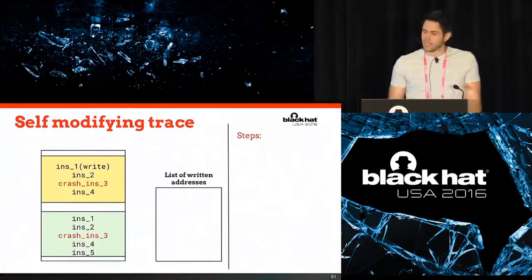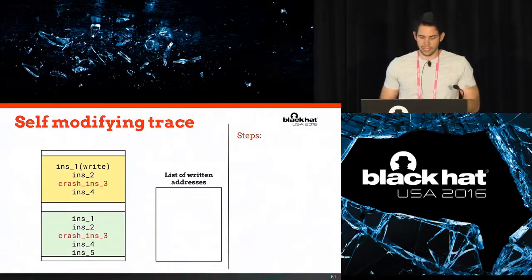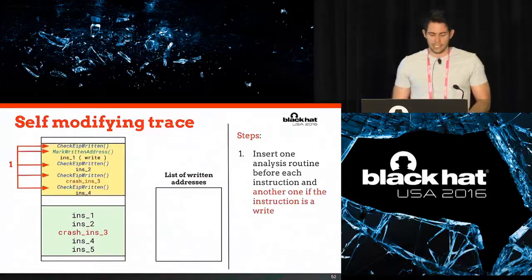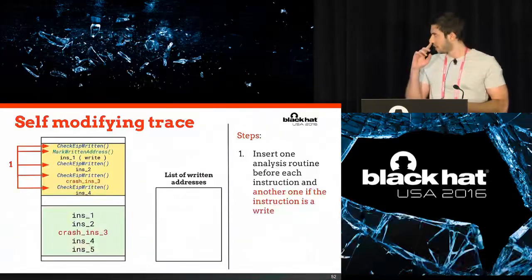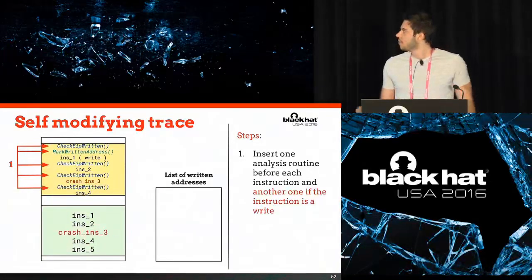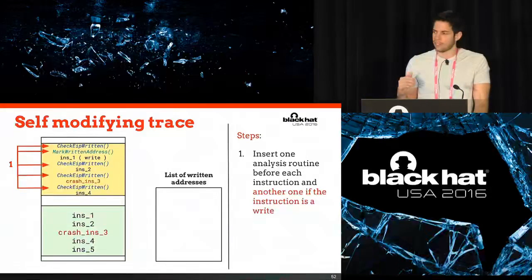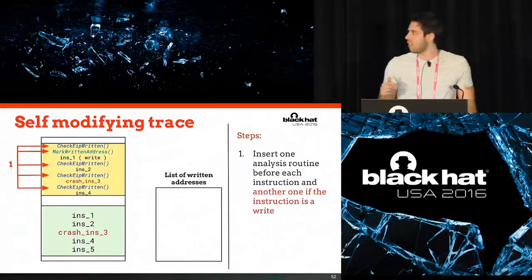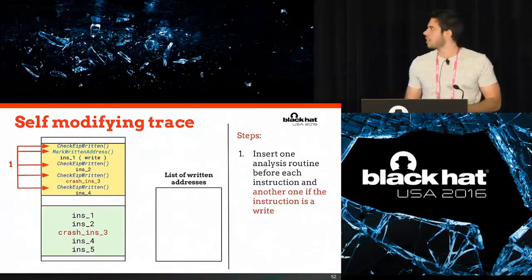Since with a framework like PIN we have full visibility of all the operations executed by the program, we decided to exploit this feature to our advantage. So before each instruction, we inserted an analysis routine that checks if the instruction pointer has been overwritten before, and if the instrumented operation is a write operation, we inserted another analysis routine that is responsible for getting the target address of the write and inserting this address into a list of written addresses.